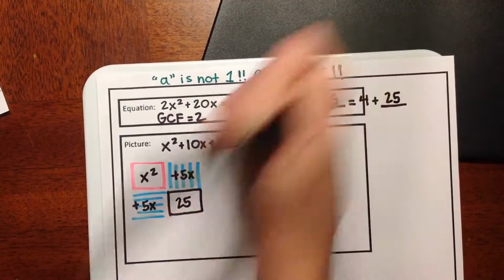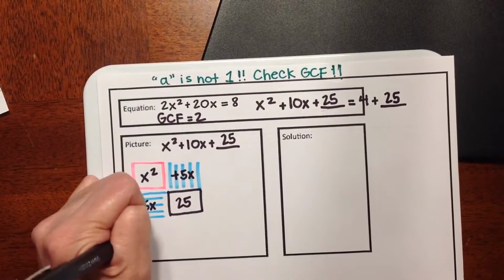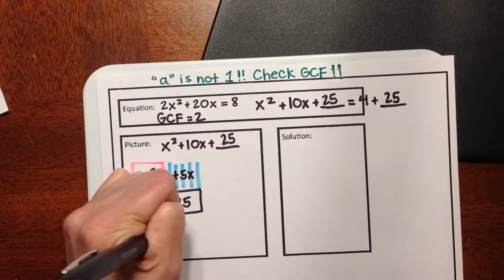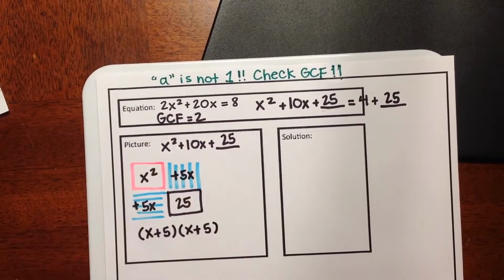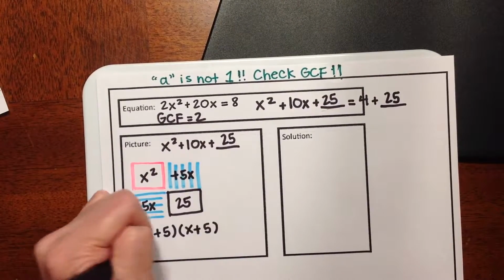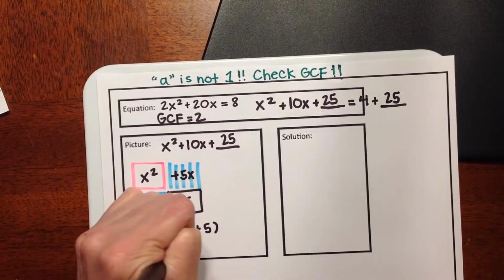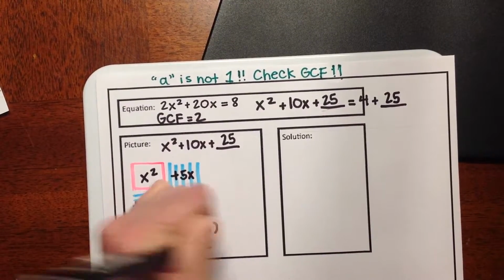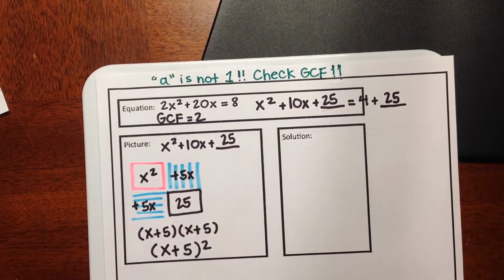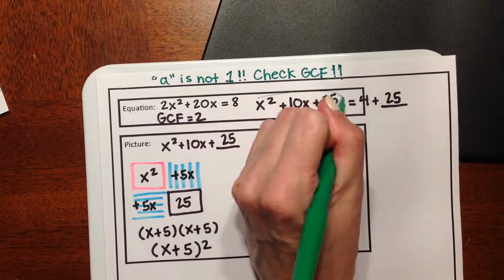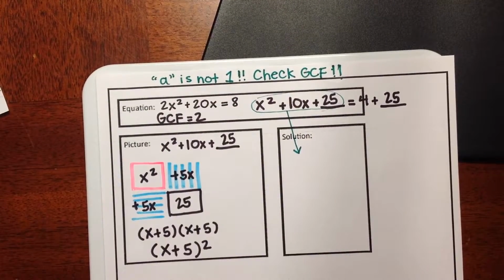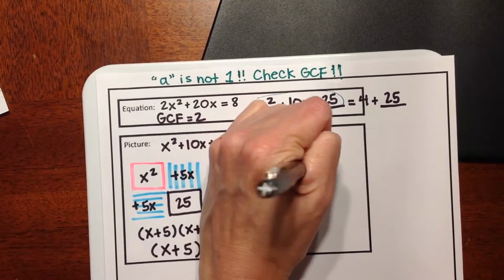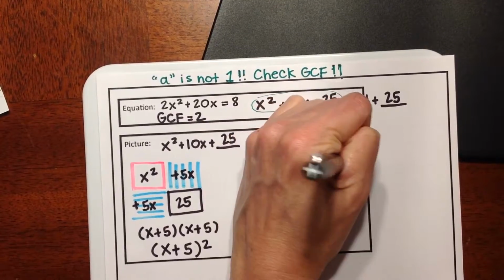That's the constant that I'm going to add, which is going to make my factors x plus 5 times x plus 5, which I can simplify and write my factors as x plus 5 to the power of 2, or x plus 5 squared, which is what I want because I want to be able to take the square root of both sides. So now I'm going to rewrite my trinomial using my factors. That's going to be x plus 5 squared.